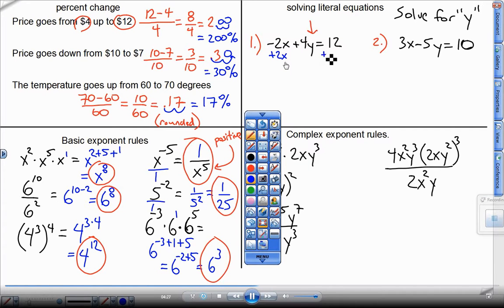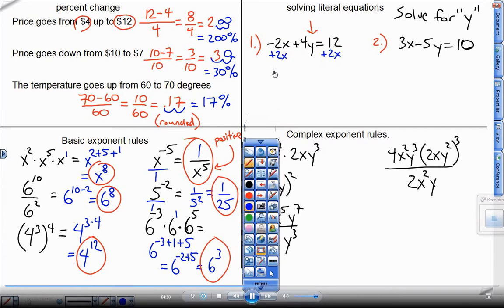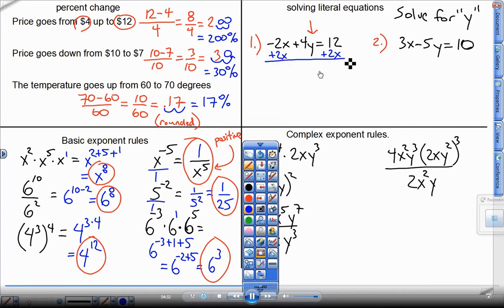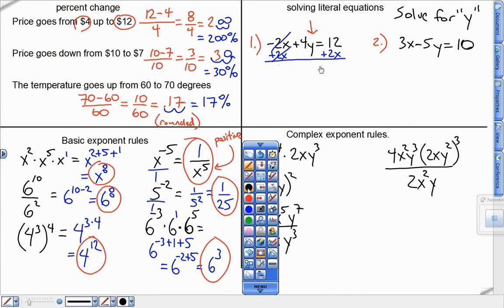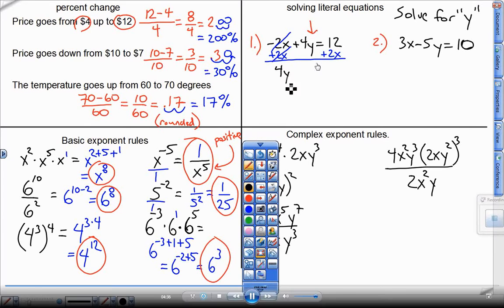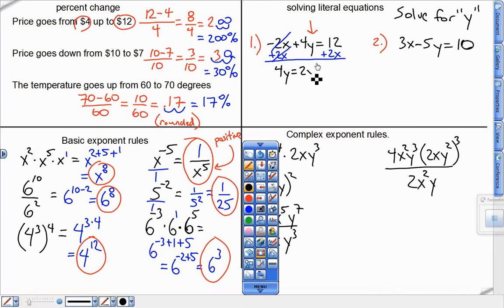Add 2x to both sides. These cancel away. Bring down the 4y. Do not add 12 and 2x. Get in the habit of writing the x term first and the plain number second.